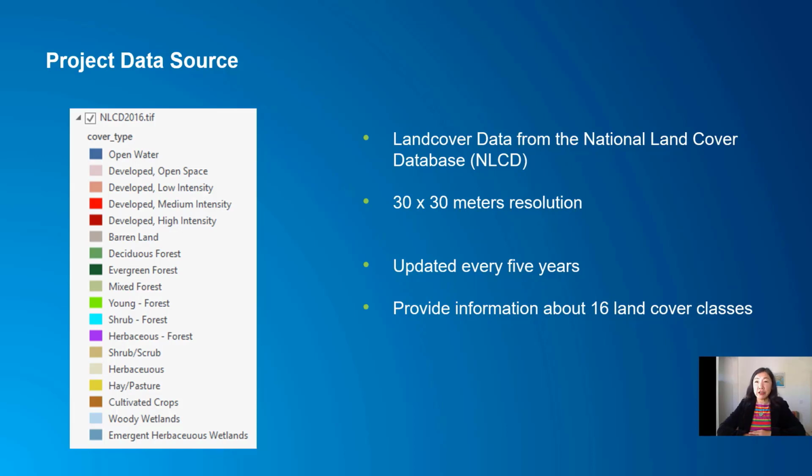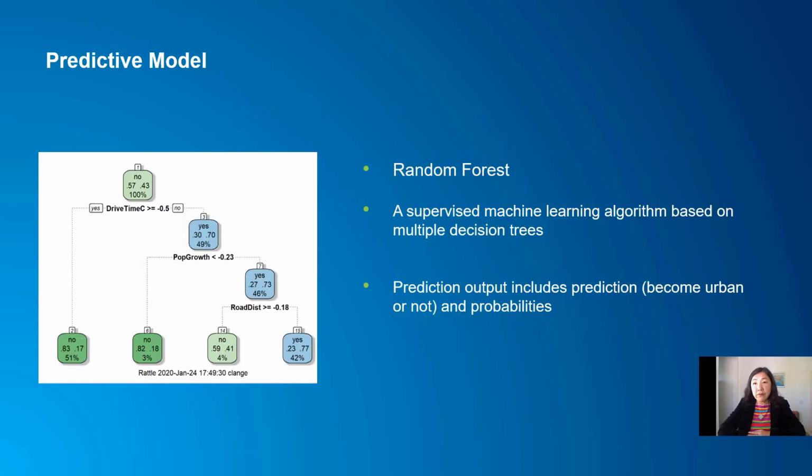The source of the data used in this project is the National Land Cover Database. These are raster datasets with 30 meters resolution. The database is updated every 5 years based on satellite images covering the complete United States. The original NLCD datasets are classified with 16 land cover categories, as you can see here on the screenshot. As for the predictive model, we chose to use random forest, a supervised machine learning algorithm based on multiple decision trees. The prediction output includes the prediction results, whether or not a raster cell becomes urban, and the probability, which is the likelihood of the prediction.